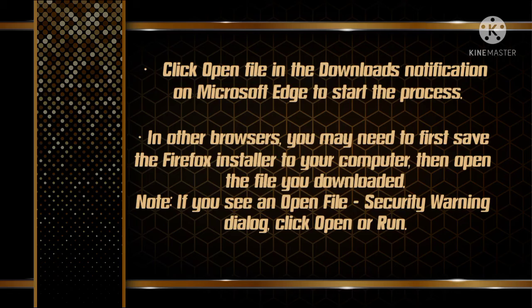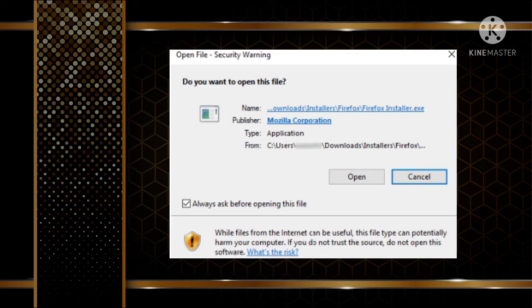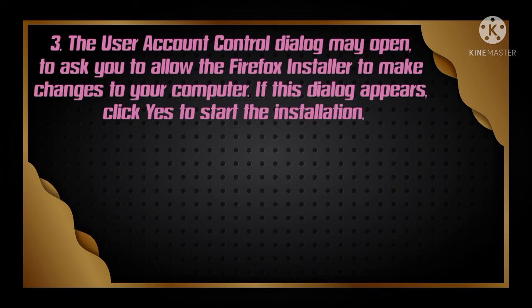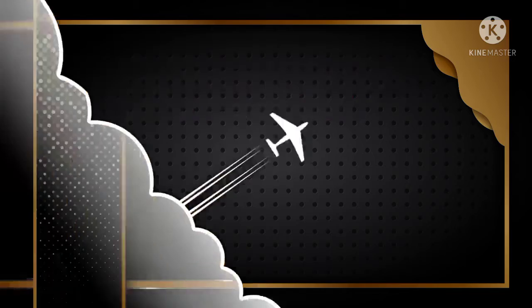Then, open the file you downloaded. Note that if you see an open file, security warning dialog, click open or run. You can see the pictures in the next slide. Another step, the user account control dialog may open to ask you to allow the Firefox installer to make changes to your computer. If this dialog appears, click yes to start the installation.